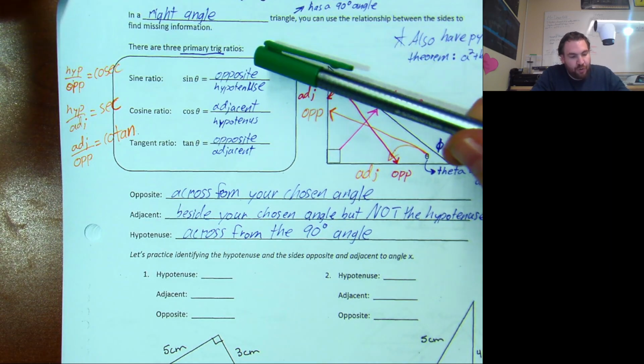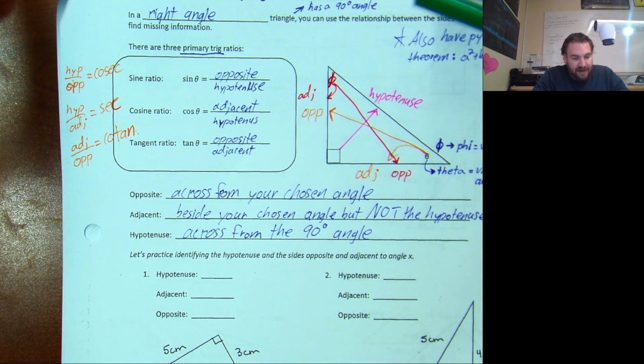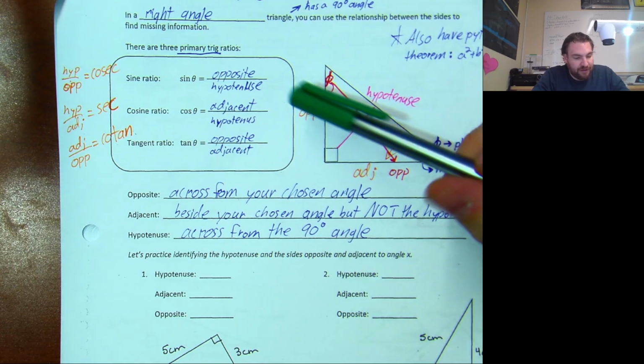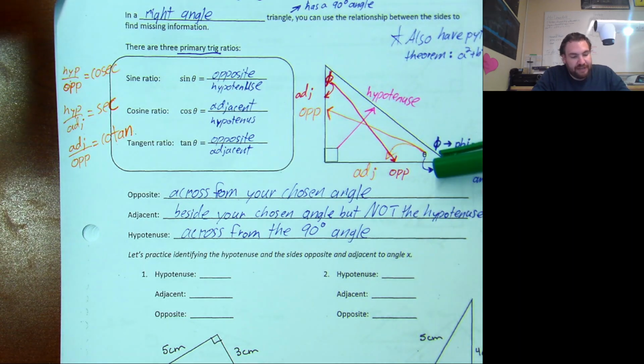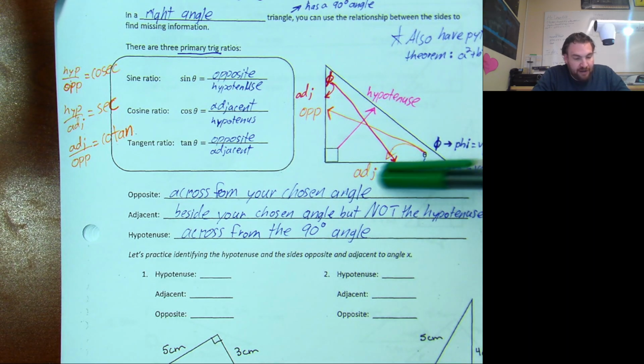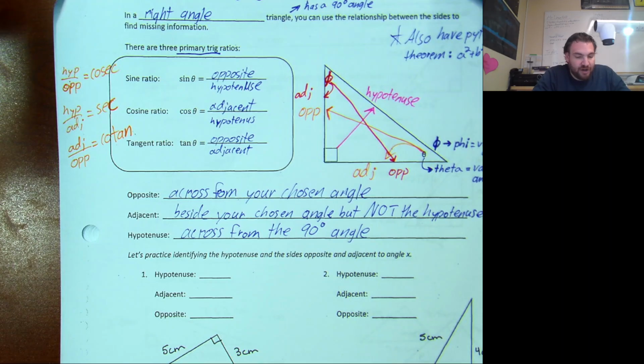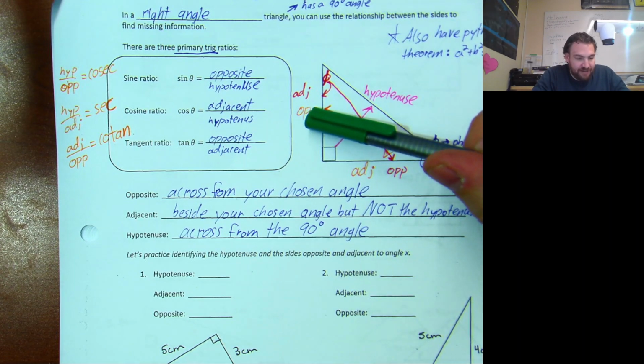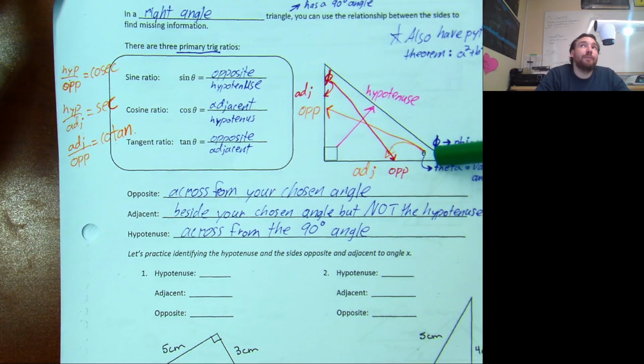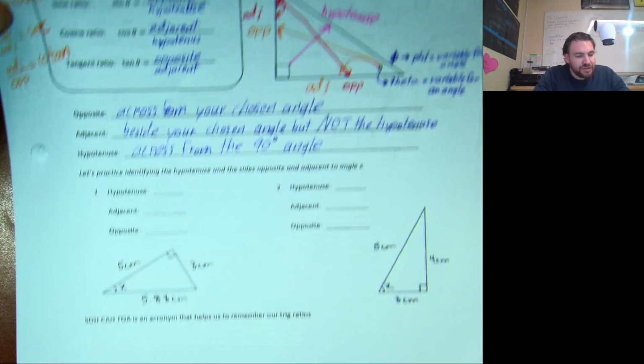We have the sine ratio, which relates the opposite side with the hypotenuse. We have the cosine ratio, which relates the side adjacent to an angle and the hypotenuse. And then we've got the tan ratio, which relates the opposite side and the adjacent side to the angle that we're working with here.